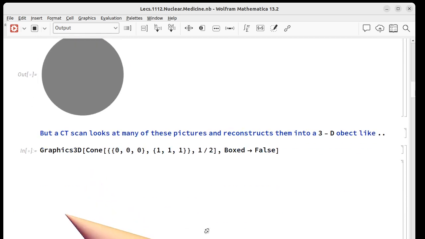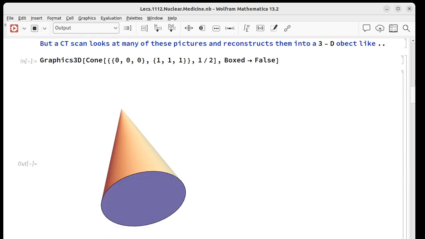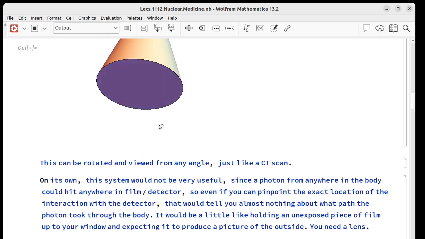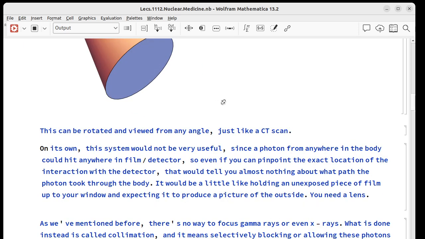We see that it's really a cone, and now we can rotate it because now we've made it a 3D object. And that's one of the real values of the CT scan. You can look at all sorts of different viewpoints.